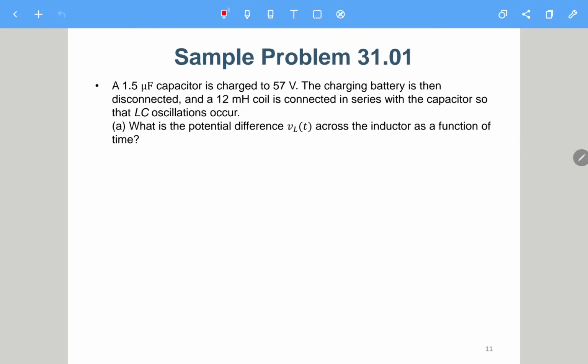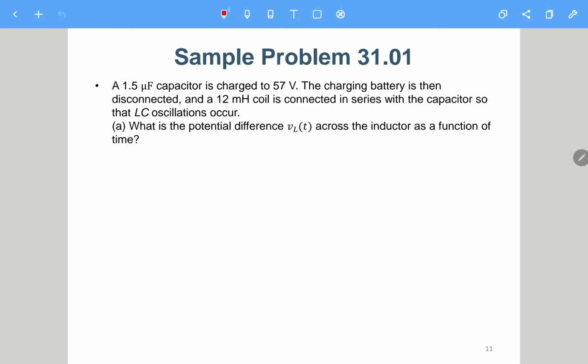Okay, so let's take a look at this sample problem. It says a 1.5 microfarad capacitor is charged to 57 volts. The charging battery is then disconnected, and a 12 millihenry coil is connected in series with the capacitor so that LC oscillation occurs. What is the potential difference VL across the inductor as a function of time?